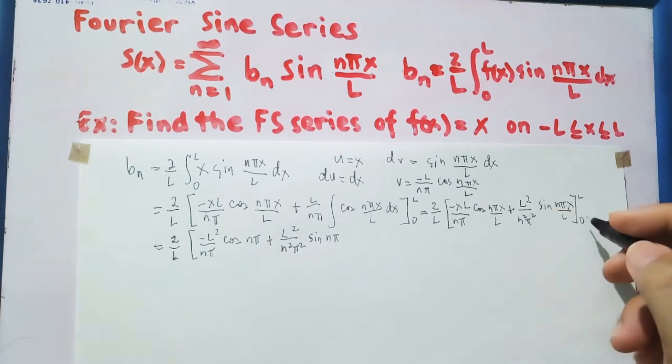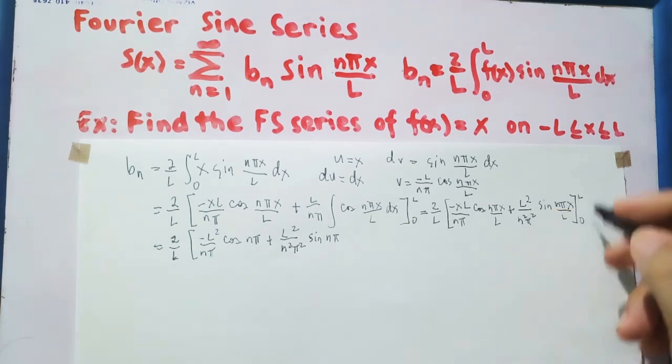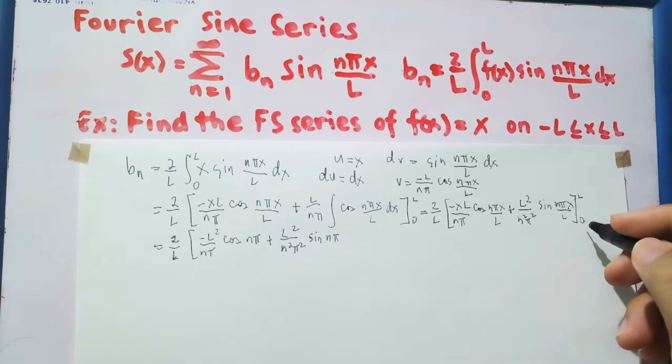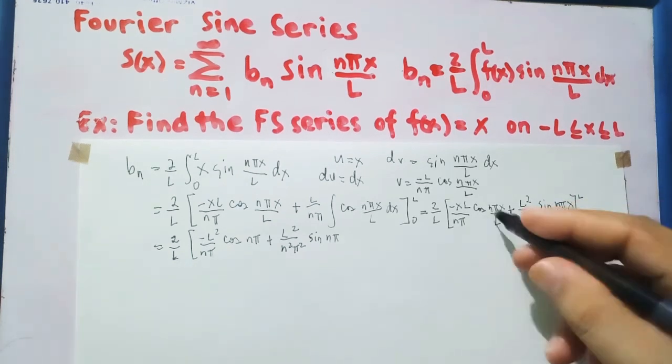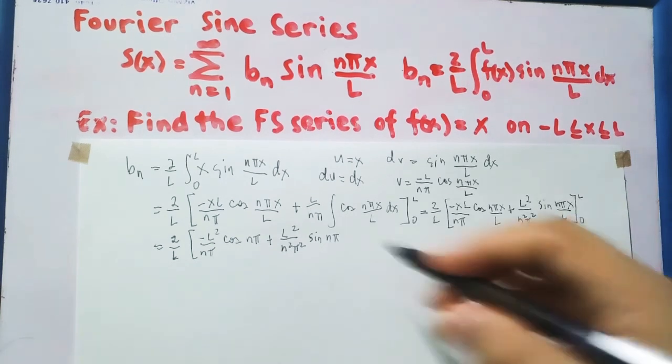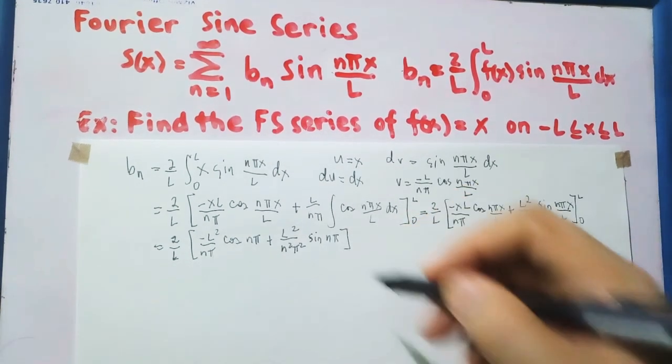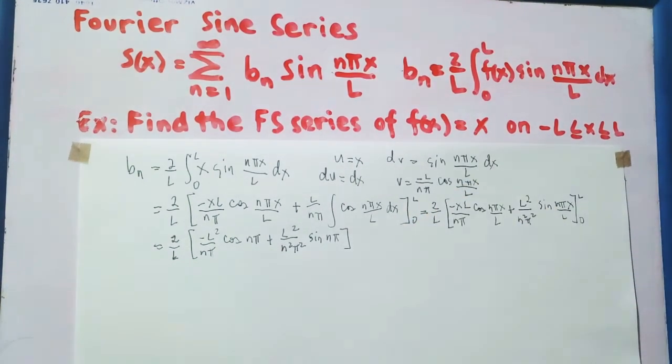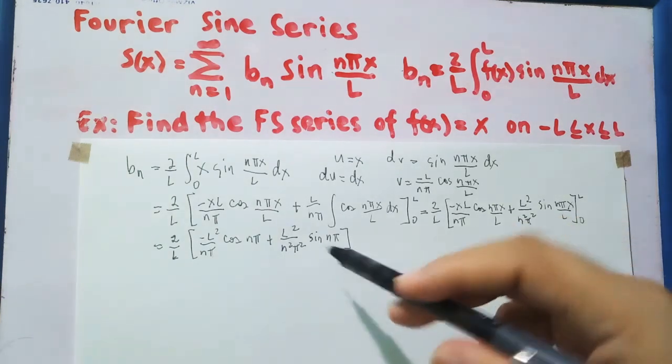Okay, so we have upper limits minus lower limits. We did not need to write the lower limits because all of this, if we substitute the value of x as 0, will become 0. So we have this one. Okay, now I will rewrite this one again.